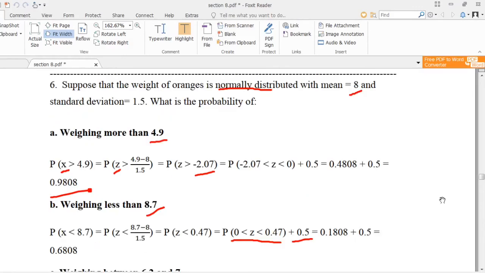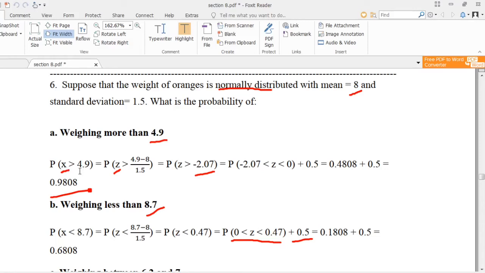Now we have a different question here. He says that you have a normal distribution variable with a mean of 8 and a standard deviation of 1.5, and he's asking about the probability of weighing more than 4.5. That means X bigger than 4.5.